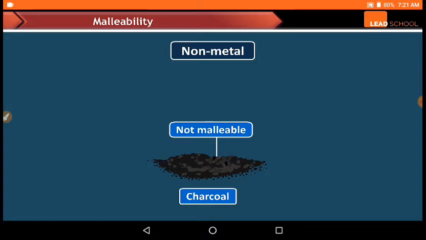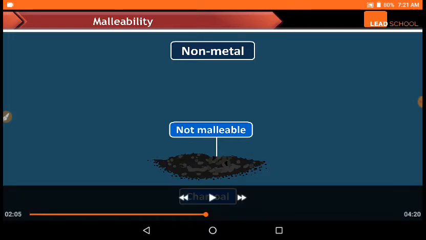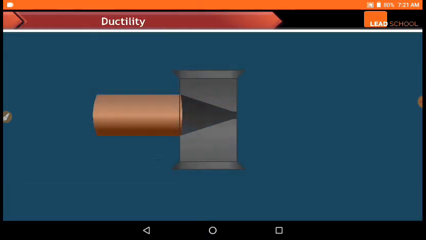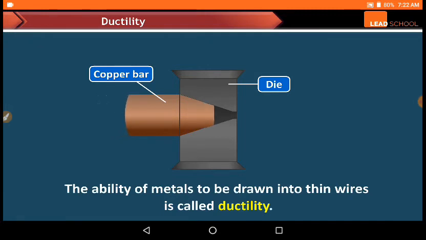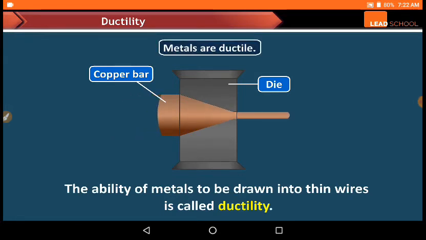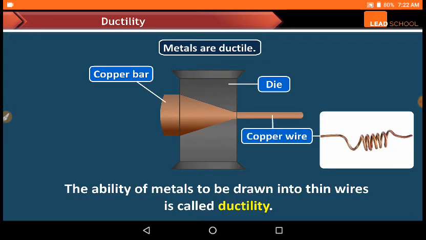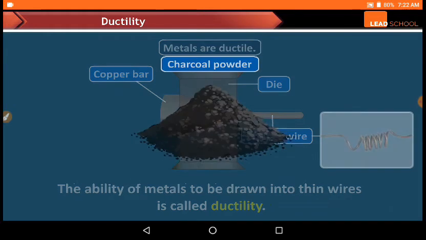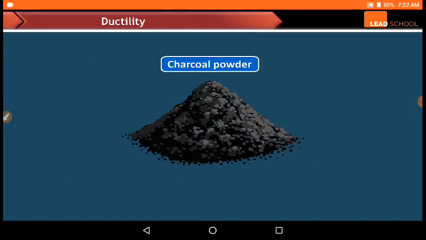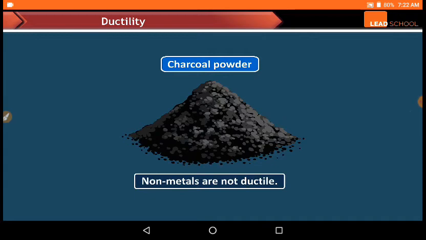First one was luster, second one was hardness, third is malleability. Now let's see the next one. Non-metals are not malleable. Another interesting property of metals is that they can be drawn into thin wires. This is called ductility. Because of this property, we can make copper wires that are used in electrical appliances. Since non-metals are brittle in nature, they can't be ductile.